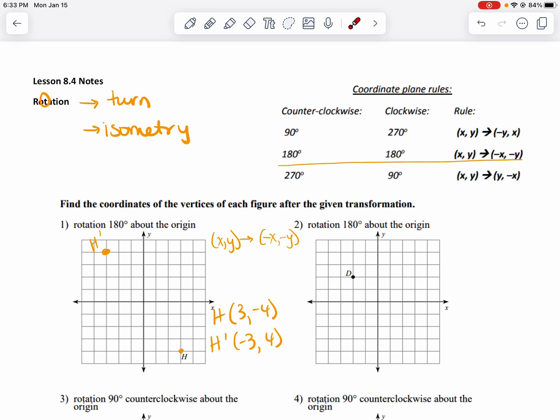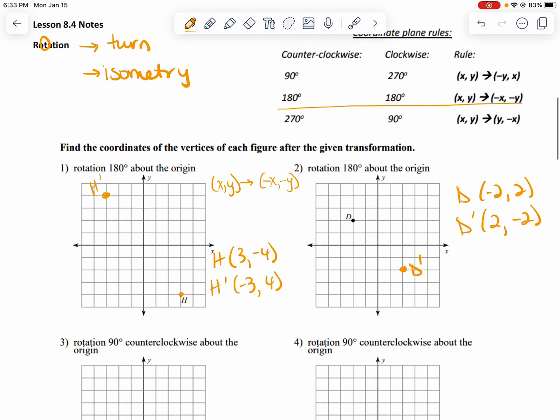Okay, so let's look at number two. Again, we want to rotate point D. So this is my pre-image, and I want to rotate it 180 degrees. The point D is (-2, 2). That's the ordered pair. So then D prime is going to be the opposite of x and the opposite of y. So (2, -2) is going to be D prime.